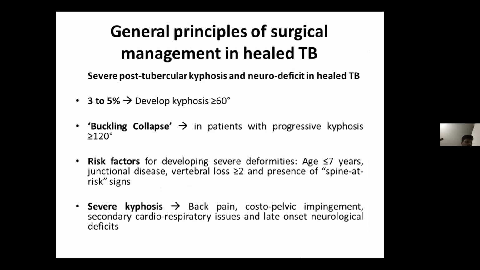So tuberculosis is not over with just the active disease. There is obviously a healed phase, and the problems with the healed phase are when the patient develops a severe post-tubercular kyphosis or neurological deficit. Most of the patients with healed tuberculosis end up with less than 15 degrees of kyphosis. However, 3 to 5% go on to develop kyphosis more than 60 degrees, and these are the candidates whom we may help sometimes.